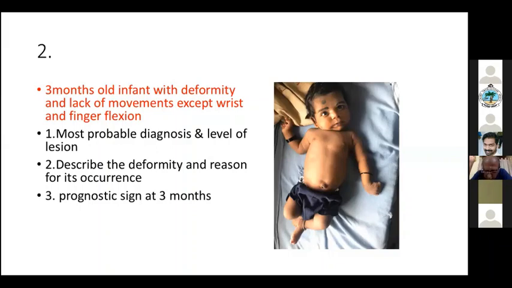I think it is Davids or somebody who has given a nice article regarding this, and it is given in almost all textbooks. Recovery of biceps at 3 to 4 months indicates a good prognosis. Okay.